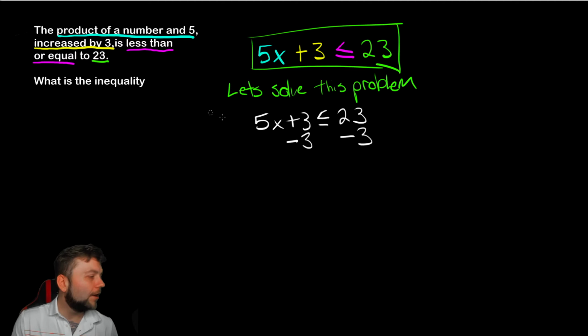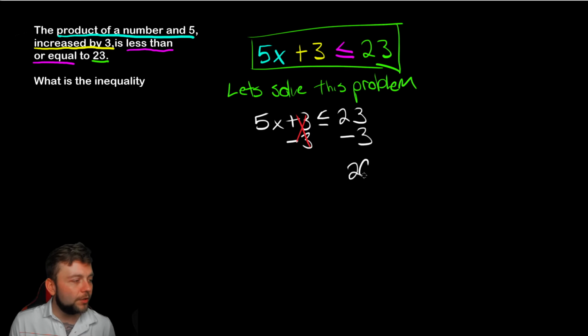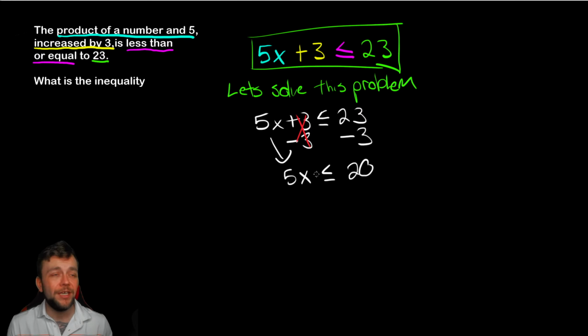So this cancels out. And what is 23 minus 3? It is 20. So we have 20 is less than or equal to 5x. So now we have 5x is less than or equal to 20. How do we undo what's happening between your 5 and your x? It's multiplication. What's the opposite of multiplication? It is division. So we're going to divide by 5.